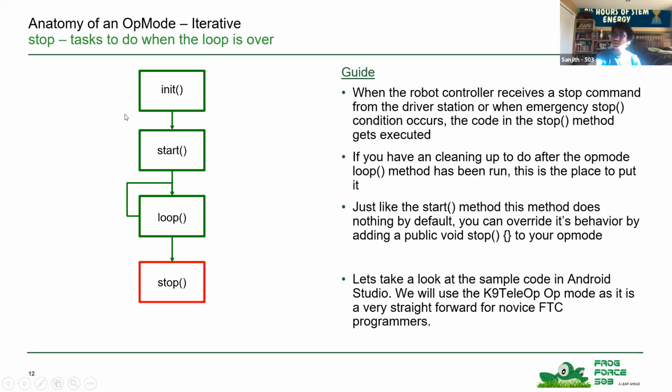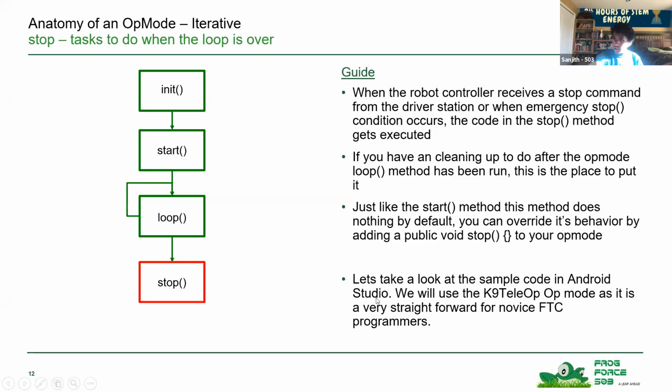Then finally, the stop function is just what you do at the end of the program. Similar to init, if you had to set anything up, like reset the encoders, stop is for if you need to finish something before you're done. For example, if the arm is fully extended, you need to make sure at the end you retract it all the way. You can call that in the stop function. It does nothing by default, but you can override it, similar to the start method.